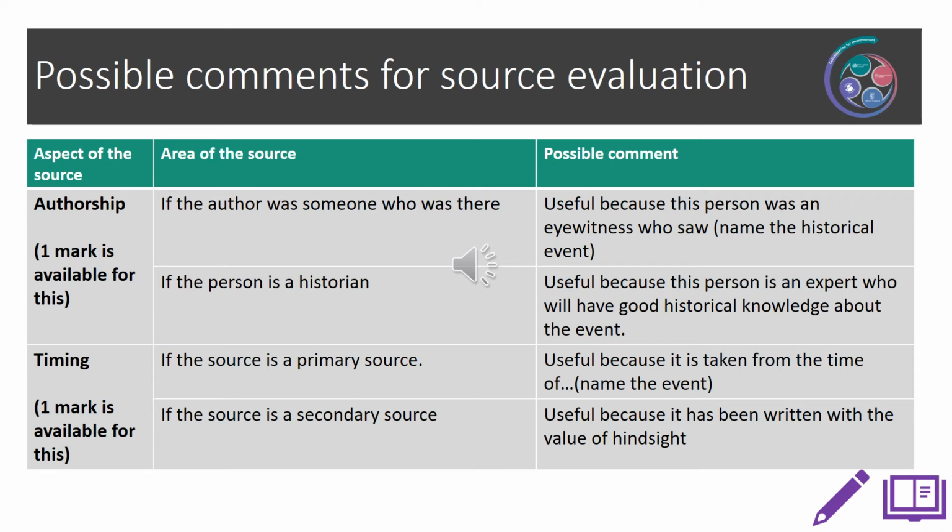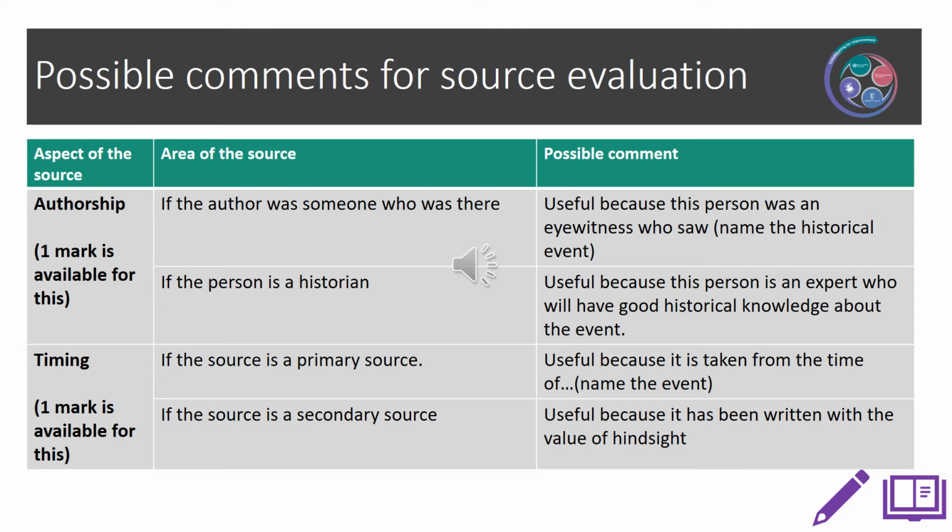So you can see on the screen, generally, there's 2 types of author. There might be a variation in amongst that as well, and that's something that your teacher will talk through with you. But for the vast majority of sources, there's 2 types of author. There's someone who was there, or the author's a historian. And you can see the comments for both of them.